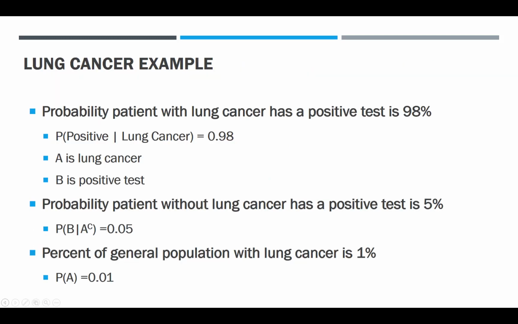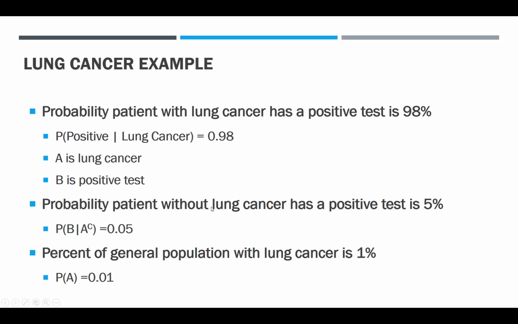And let's look at one other quick example. This is a lung cancer example. Probability a patient with lung cancer has a positive test is 98%. So the probability of a positive test result given that they have lung cancer is 98%. All right, that's traditionally what we do, right? We look at the probability of a positive test given that this individual has lung cancer. A is the event of lung cancer, B is the event of a positive test.